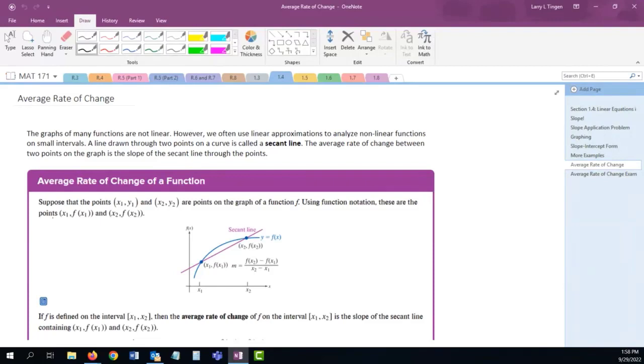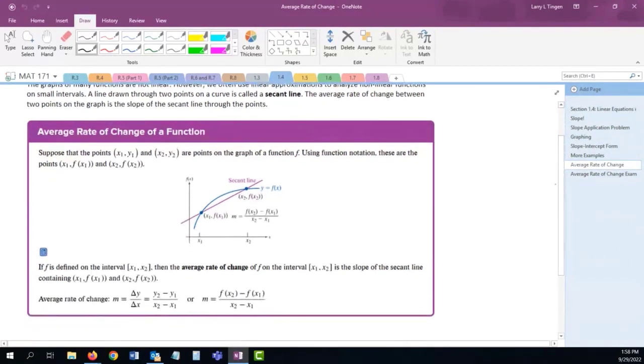Tangent line is the one that everybody knows about. Secant line is not. Secant is when I hit a curve twice. Now, that secant line is going to be a straight line. It's going to be linear. And the slope of that secant line is the average rate of change for the function f.